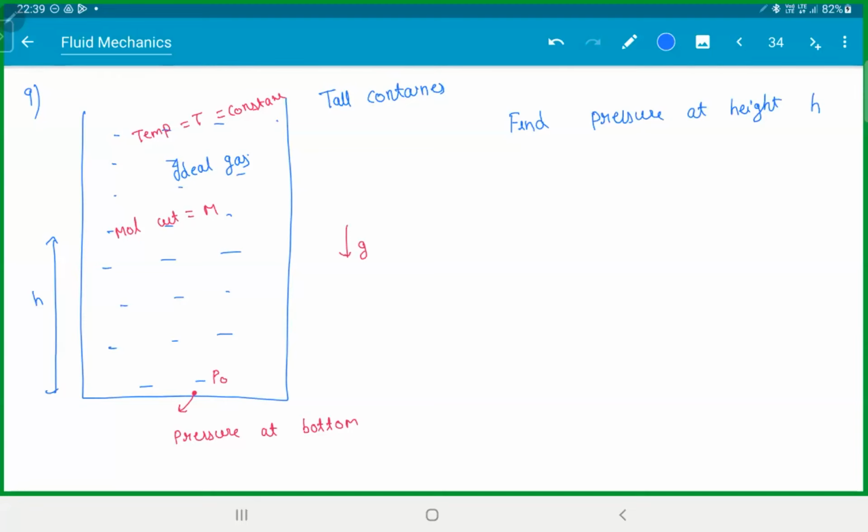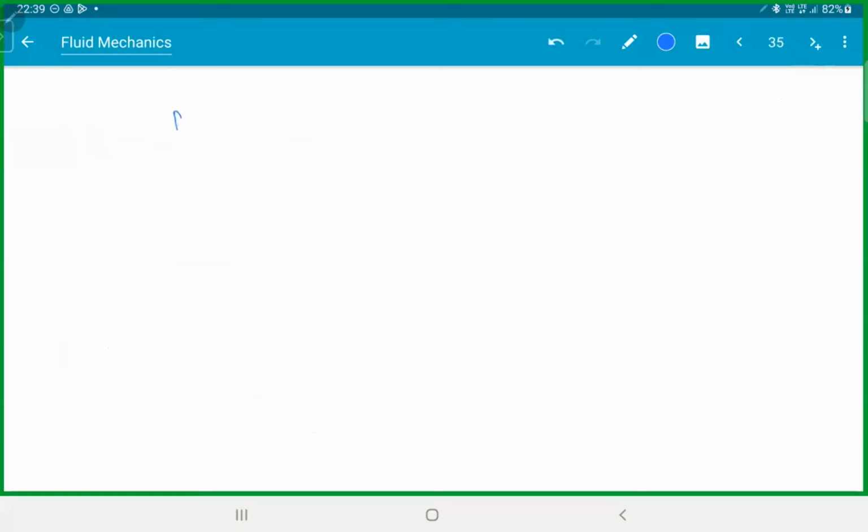What is the catch here? For an ideal gas, what is the equation? PV is equal to nRT. Can I write this in the form of density? P is equal to rho by m RT. And we also know one more relation. What is dP? dP is equal to rho g dh, but we'll use a minus sign. Why? Because normally h should be depth. Here h is height instead of depth. That's why we put a minus sign.